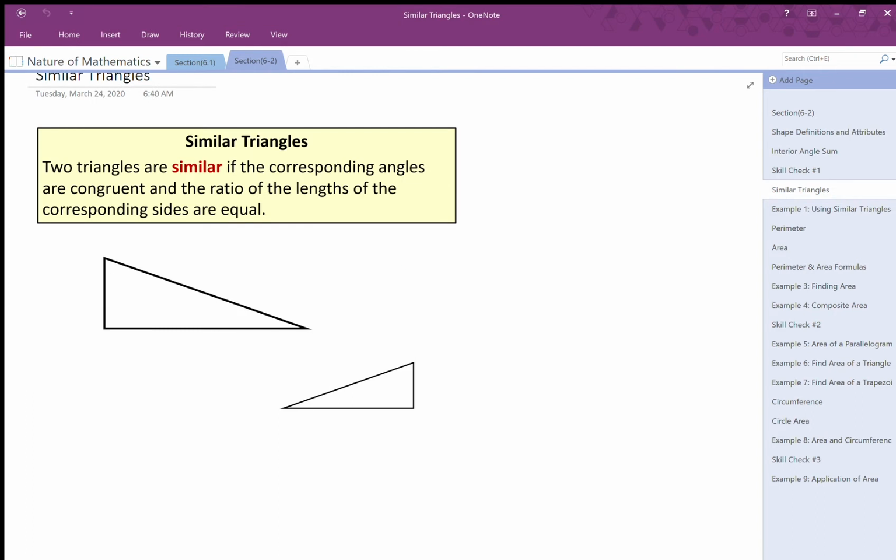Next topic, we have similar triangles. Two triangles are similar if the corresponding angles are congruent. Often this is denoted with arcs. We can say these two angles are equal. We can say that these two angles are equal. And once you know that you have two angles from one triangle equal to two angles from the other triangle, then the third angles must be equal. And if the angles are equal, the sides will be proportional.